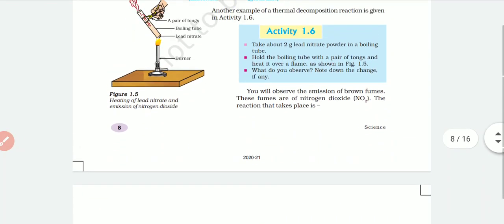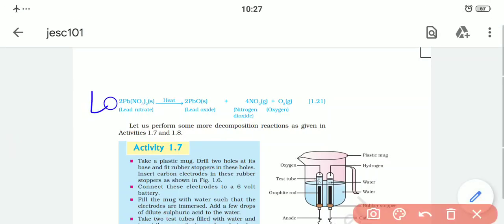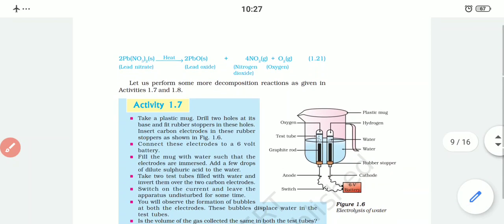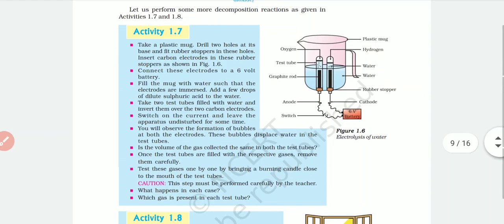Another example of decomposition is decomposition of lead nitrate, Pb(NO3)2. When lead nitrate decomposes in the presence of heat, it forms lead oxide, nitrogen dioxide and oxygen gas. So here three products are formed from one reactant. This type of reaction is known as a decomposition reaction. Here one reactant gives more than one product, it may be 2, 3, 4.